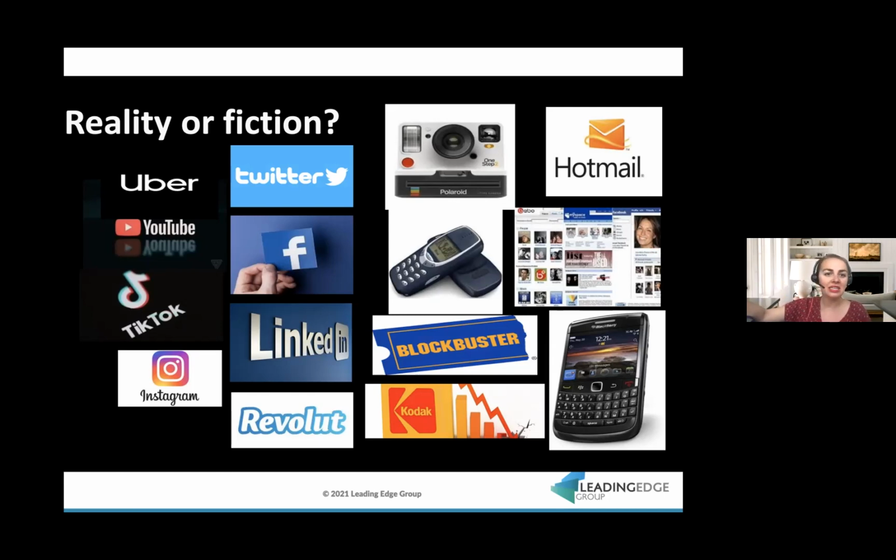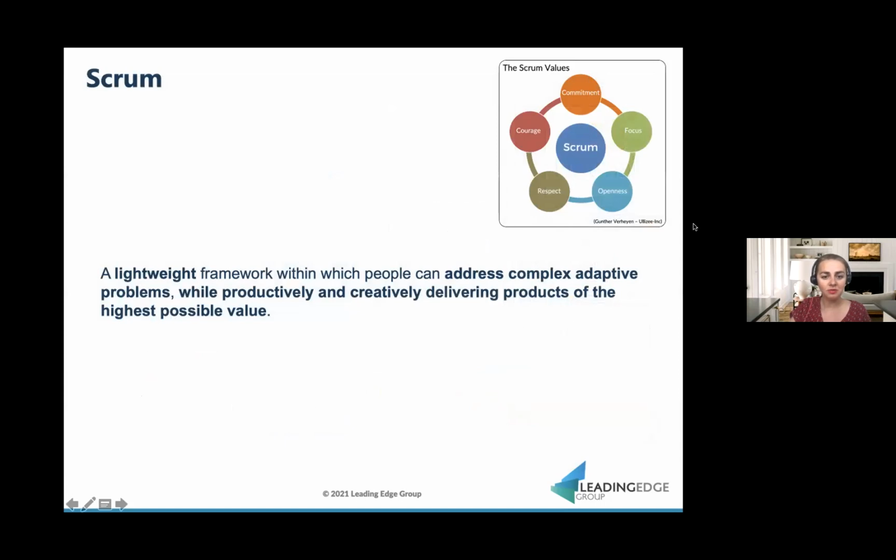So this is not fiction. This is the reality of the world that we are currently living in. Having a strong market position today doesn't mean the company will have it tomorrow. And that's why there is a need to adopt and do something different, and Agile fills that need.